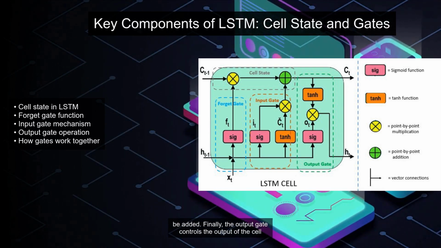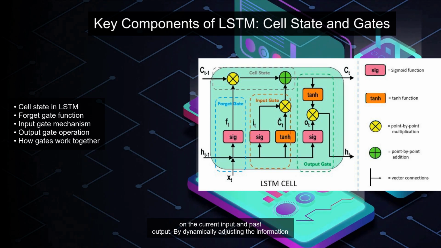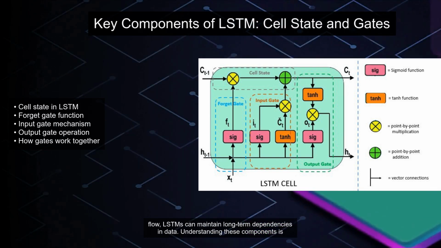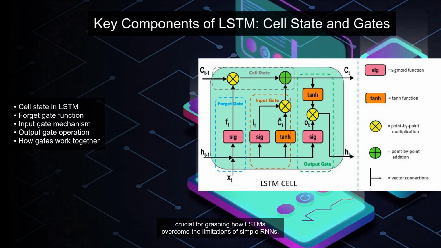These gates use sigmoid activation functions to make decisions based on the current input and past output. By dynamically adjusting the information flow, LSTMs can maintain long-term dependencies in data. Understanding these components is crucial for grasping how LSTMs overcome the limitations of simple RNNs.